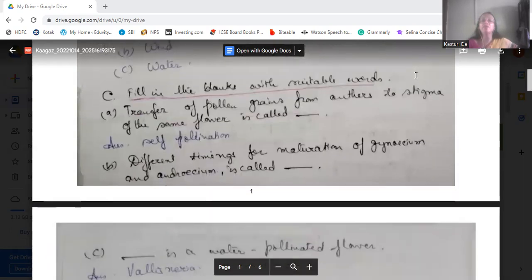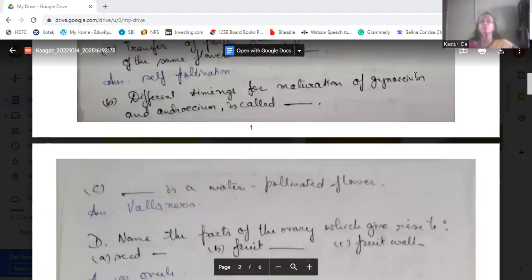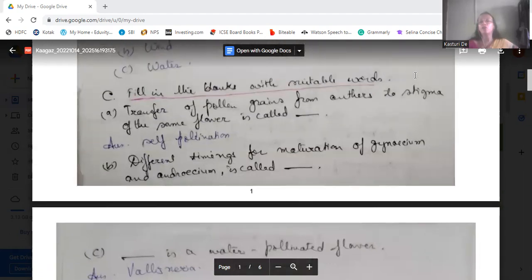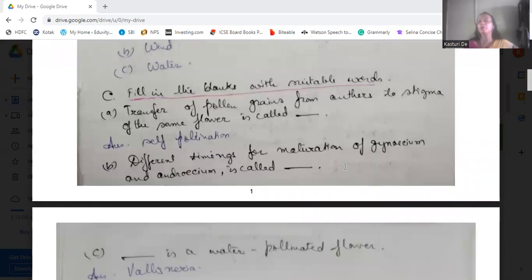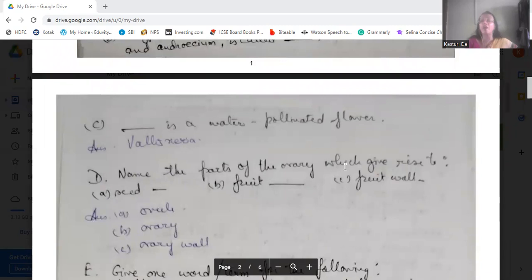Next is fill in the blanks with suitable words. Transfer of pollen grains from anthers to the stigma of the same flower is called self-pollination. Different timings for maturation of gynoecium and androecium is called dichogamy. It's missed, maybe it has not been printed, so it will be dichogamy. Vallisneria is a water pollinated flower. Name the parts of the ovary which give rise to seed, it's ovule, to fruit, it's ovary, and fruit wall is the ovarian wall.